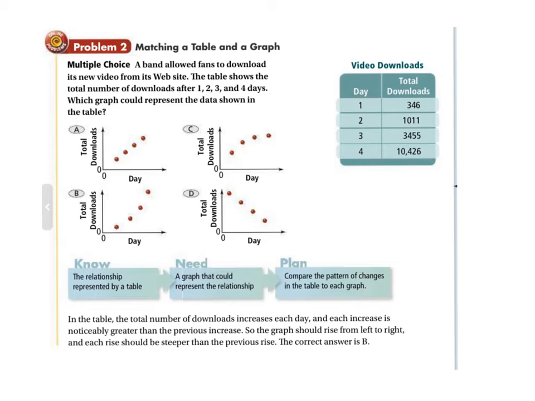Those are two variables. So in the table, the total number of downloads increases each day, and each increase is noticeably greater than the previous increase. So again, notice here, first day's downloads, second day's, and it picks up quickly, right? So each day, they download even more at a noticeable rate. That's probably this one right here. Because again, notice, first day, second day, by the time you get that fourth day, there's a lot of downloads. It picks up fairly quickly. It is definitely not linear.